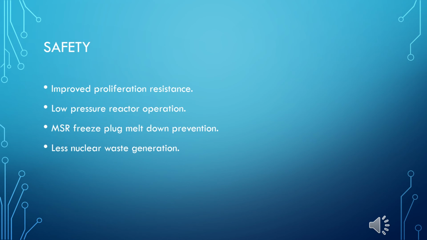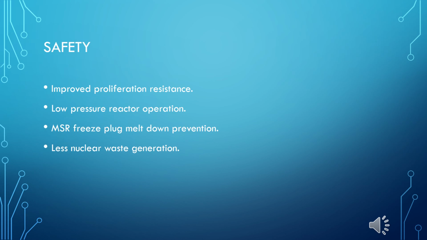Some of the safety benefits with thorium reactors: improved proliferation resistance. Basically, it's more difficult to weaponize the byproducts and the thorium itself. So that's an improvement in proliferation. It also has potential for low pressure reactor operation, which takes less engineering to contain the pressures. Since it'll be operating at atmospheric pressure, it decreases the dangers of a high pressure rupture in the reactor core.